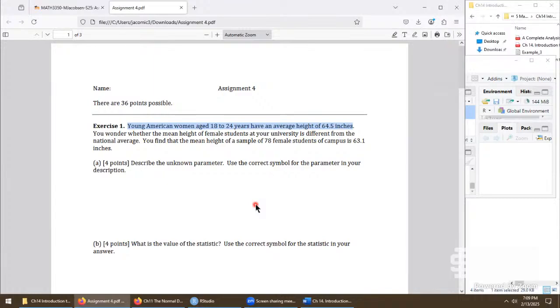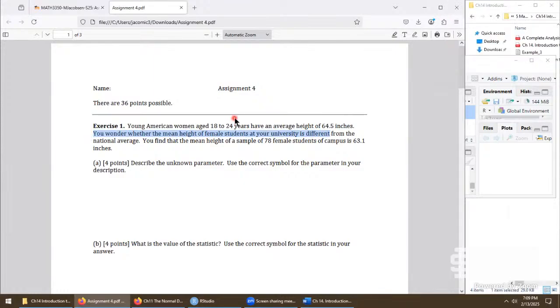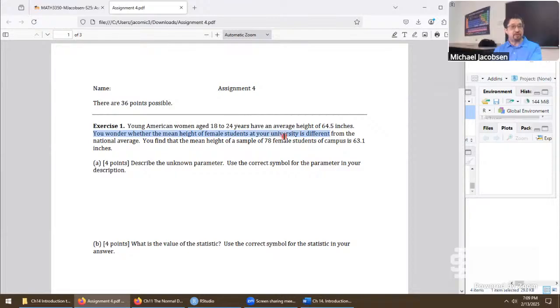I'm sorry, I'm still confused. Well, another way to think about this one is there's really two populations. There's everybody in the nation, and that's an approximate parameter value for that. But your population is different because, I mean, this is not literally you, but let's pretend you wonder whether the mean height of female students at your university is different. So now we're looking at a different population. We have mu is the population mean of females of this age, but only at your university.